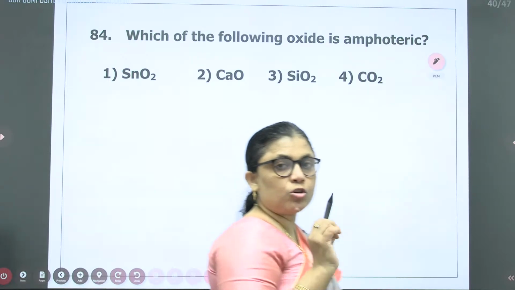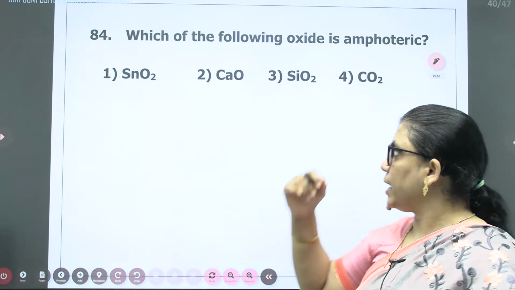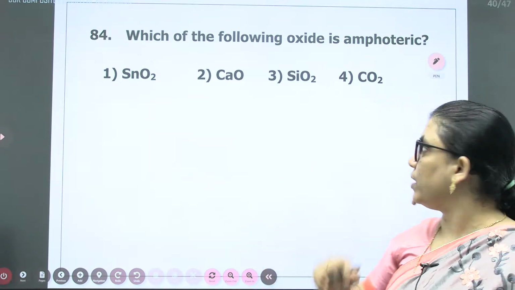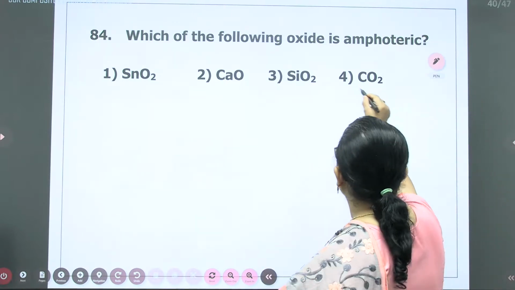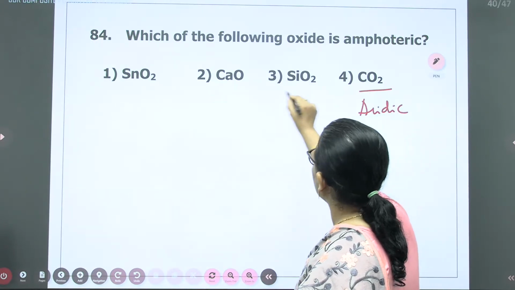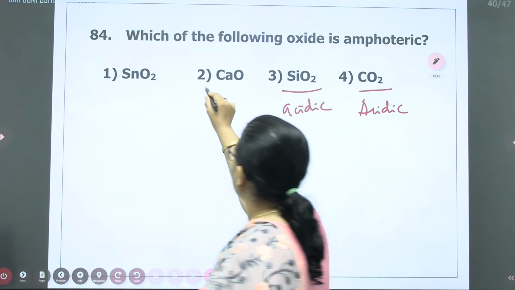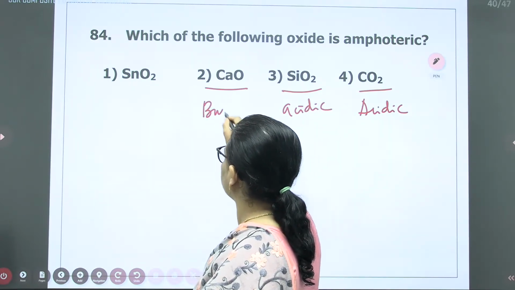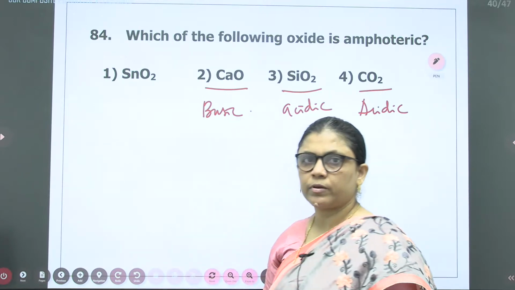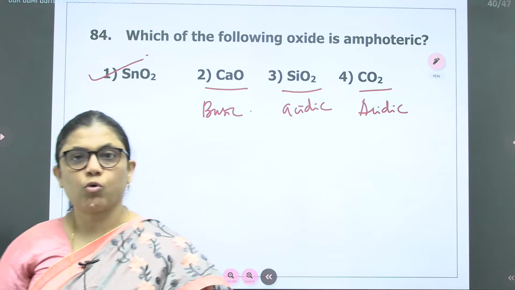84. Which of the following is amphoteric? Amphoteric means it can act as acidic as well as basic. Here, carbon dioxide is acidic in nature. SiO2 is also acidic in nature. Calcium oxide is basic in nature. Left out is SnO2.